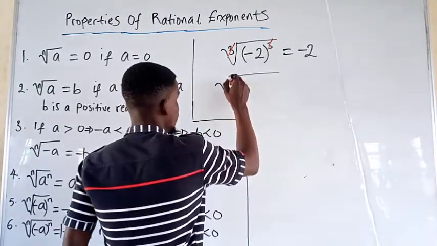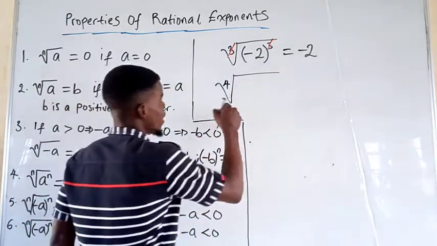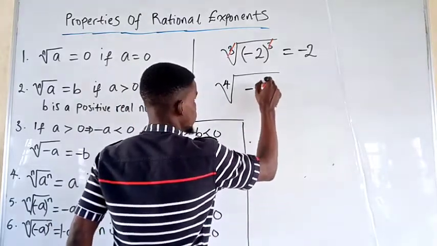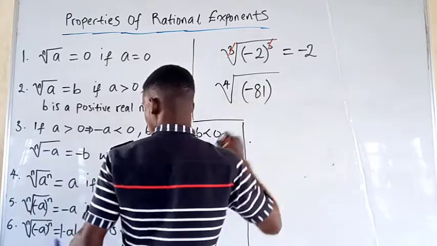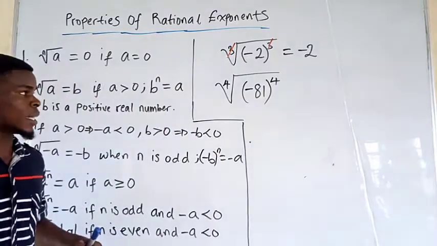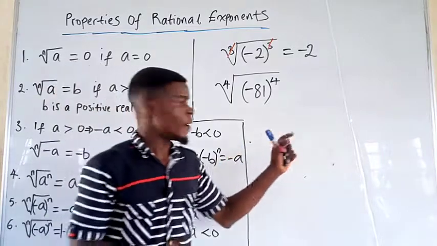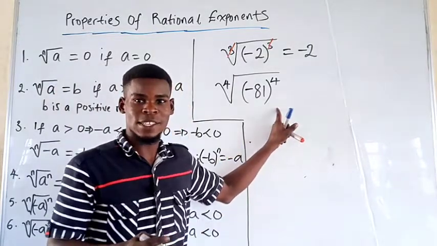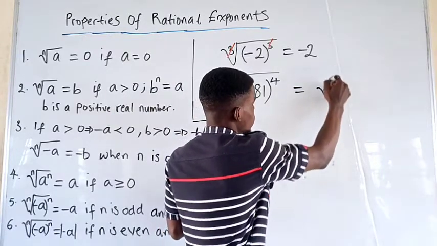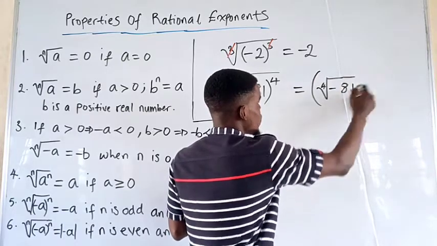So when we have an even input, let me show you that it is even by just using the 4th root. When we have the 4th root of a negative number, let me put down negative 81, and I raise it to the same power here, which is 4. I would like to rewrite this in another form before I put that. This is going to be the same thing as the 4th root of negative 81, then I raise it to power 4.